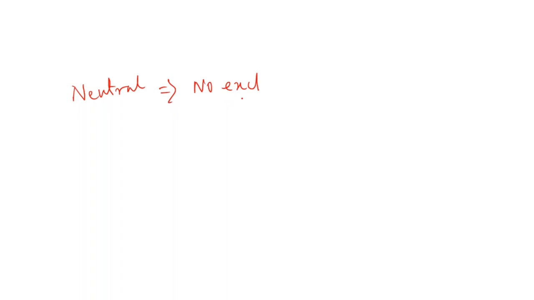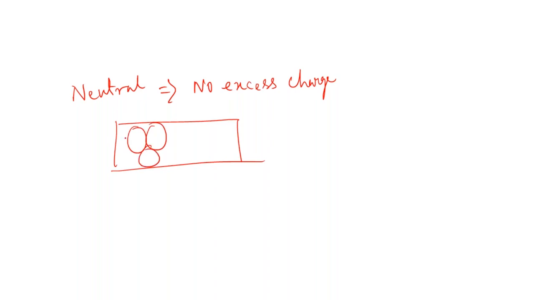Now, these materials, for example a simple glass rod, are actually neutral. Neutral in the sense you don't get a shock, there is no excess charge. So what does neutral mean? Neutral means no excess charges. Whatever atoms we have inside in a compact manner, all these atoms are actually neutral.